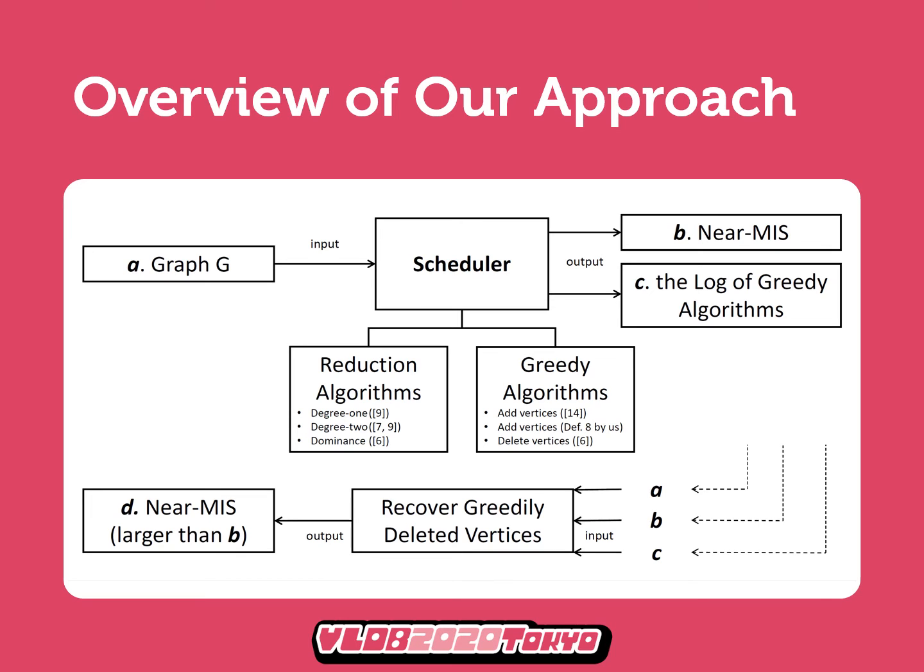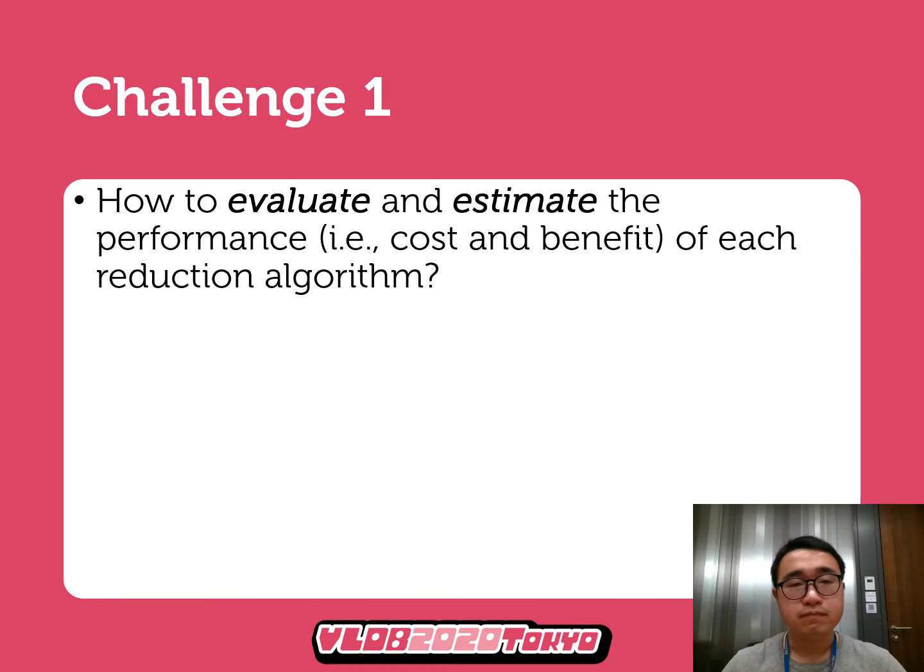If the benefit of the best one is still overwhelmed by the corresponding cost, in other words, the best reduction rule still has a poor performance, greedy algorithms are invoked to break the tie. So in this approach, the first challenge is how to evaluate and estimate the performance of each reduction algorithm.